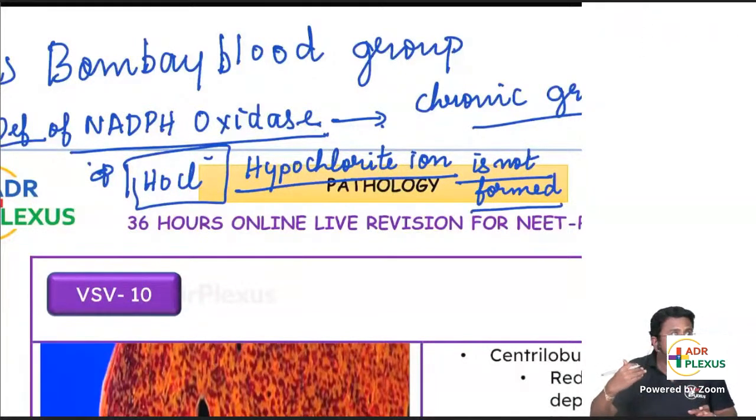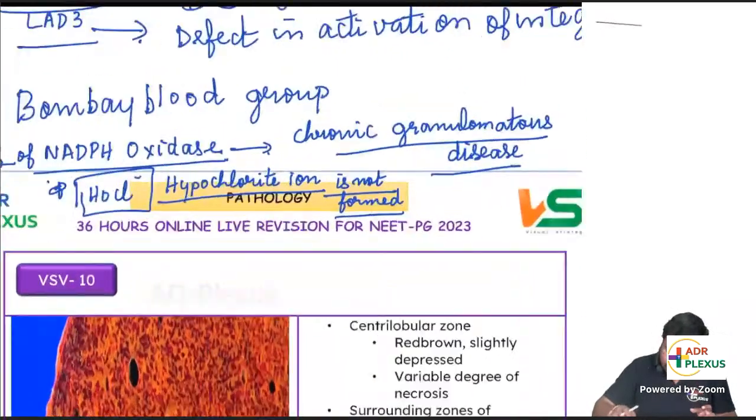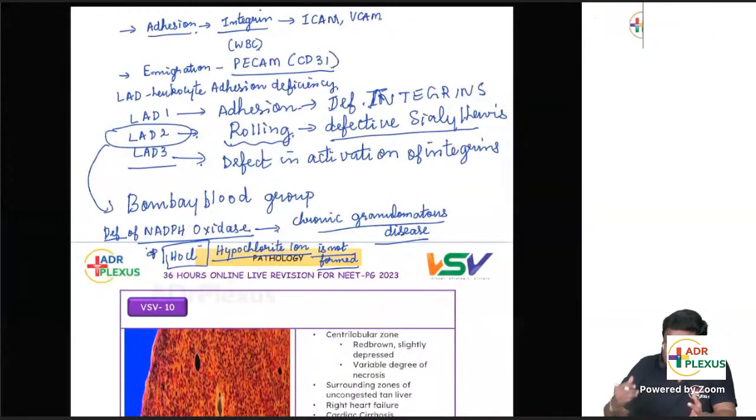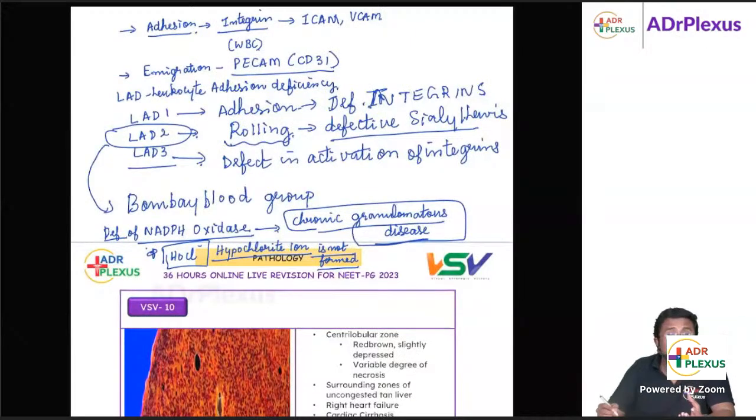So many bacteria will not be killed, and there is an accumulation of bacteria. What we learned is that when bacteria are not being killed by the body's mechanisms, you get a granulomatous disease. So you can get chronic granulomatous disease. Here also we get repeated infections. Do you know any test for detecting chronic granulomatous disease?